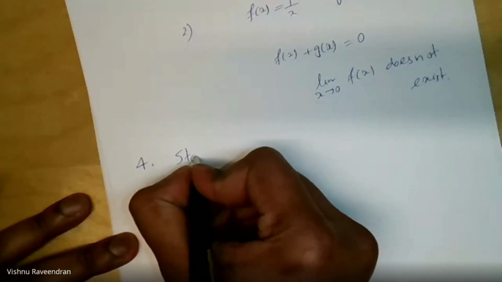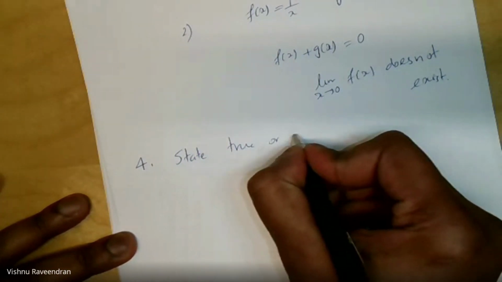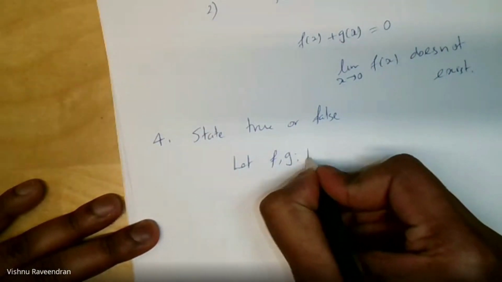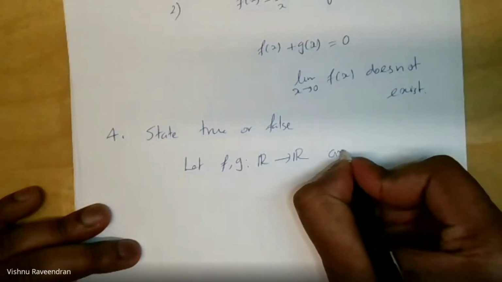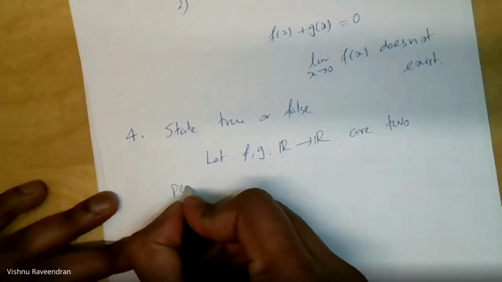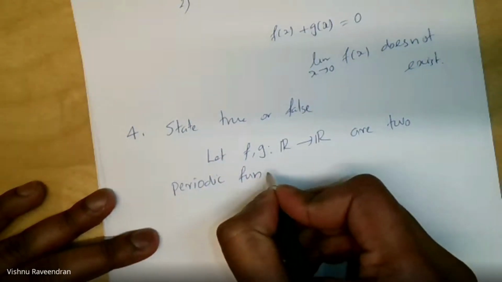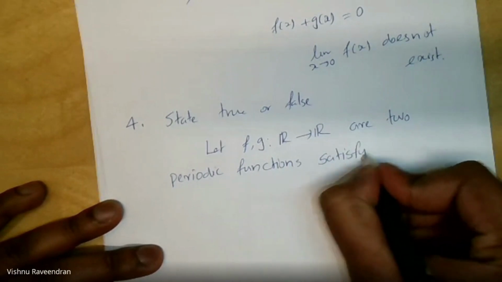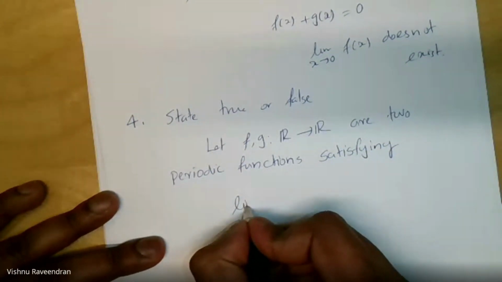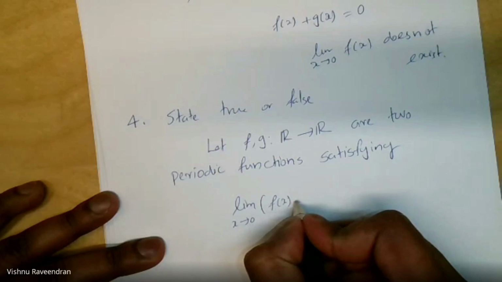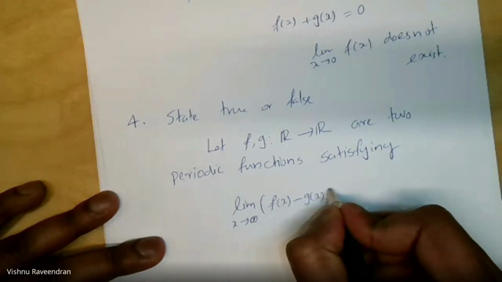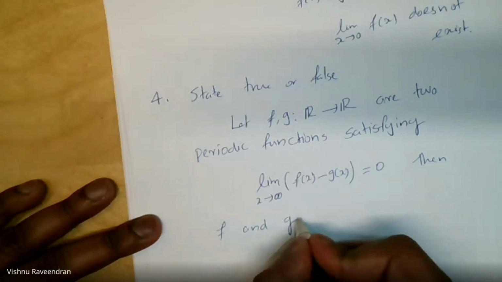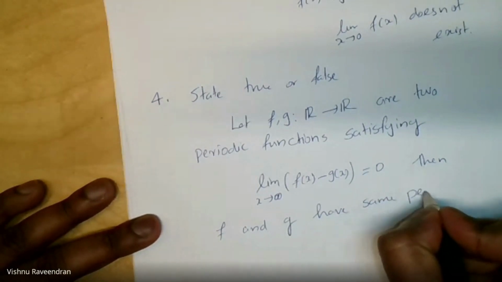Please also state true or false. Let f, g from real numbers to real numbers be two periodic functions satisfying the limit as x goes to infinity of f of x minus g of x equal to 0. Then f and g have the same period.